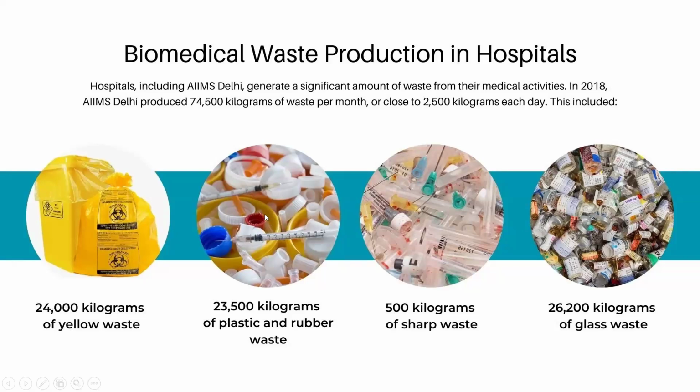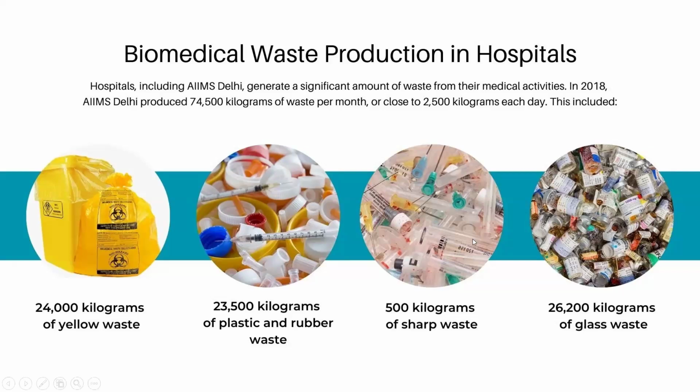Second is plastic and rubber waste, which is 23,500 kilograms. This includes disposable medical plastics such as syringes, catheter tubes, gloves, and other rubber-based items commonly used in healthcare. These materials require segregation because they are often non-biodegradable and need appropriate disposal or recycling methods.